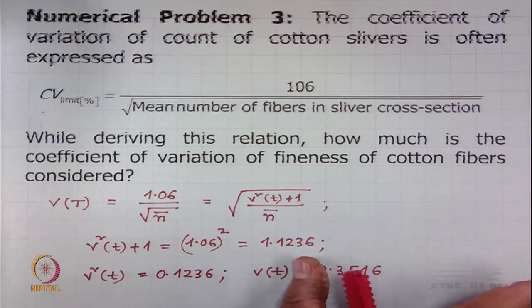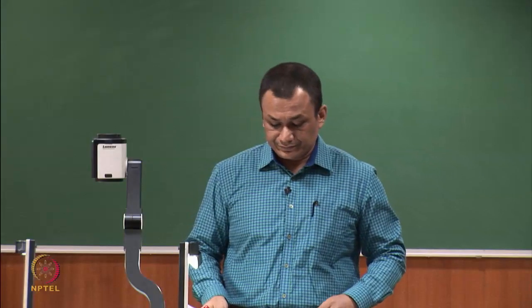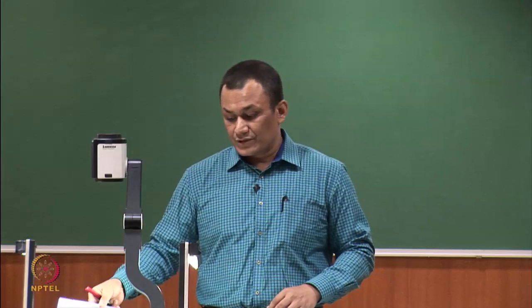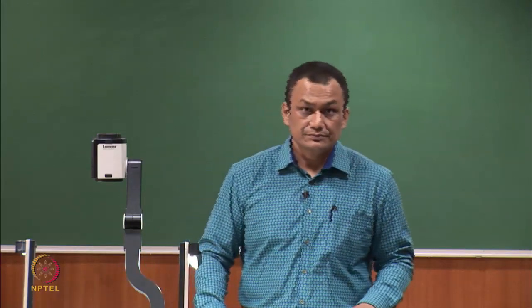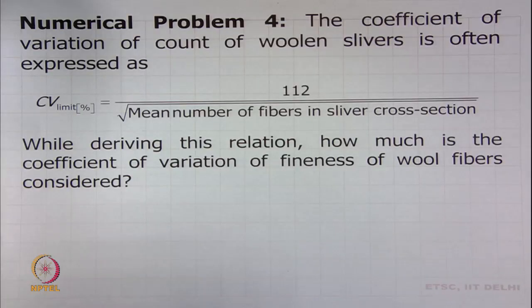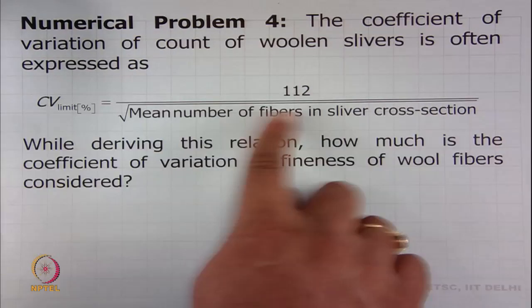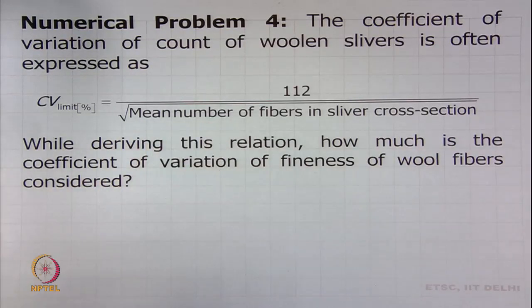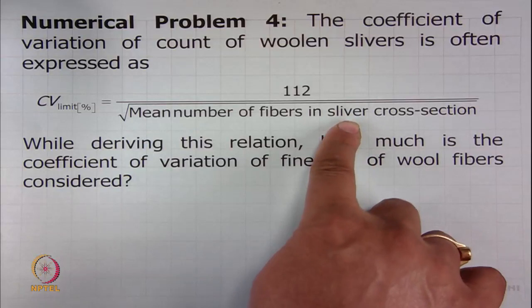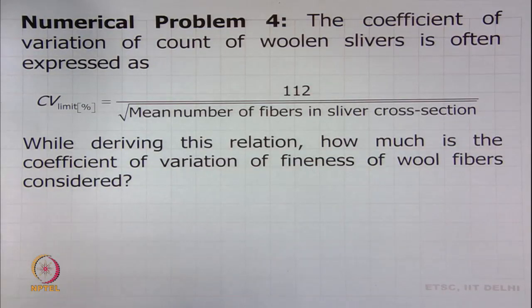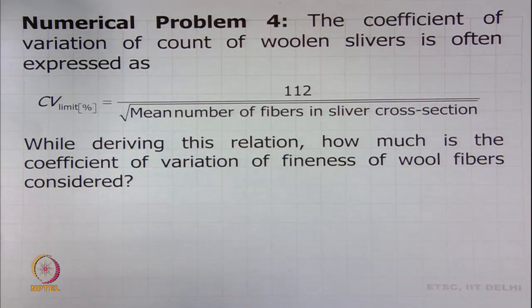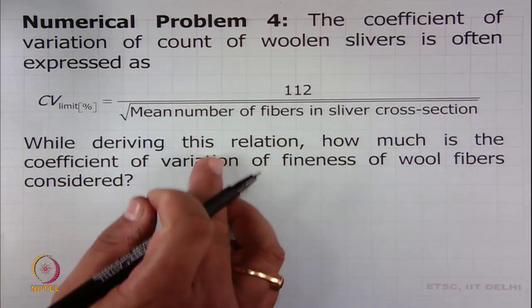Similarly, there is another problem associated with wool fiber. Based on that, problem number 4 is designed. The coefficient of variation of count of woolen slivers or woolen yarn also is often expressed as CV limit 112 root over n bar. In case of yarn, it will be yarn cross section. Right. Then you are asked to find out the fineness of wool fiber. So, we rewrite this expression using our symbols.